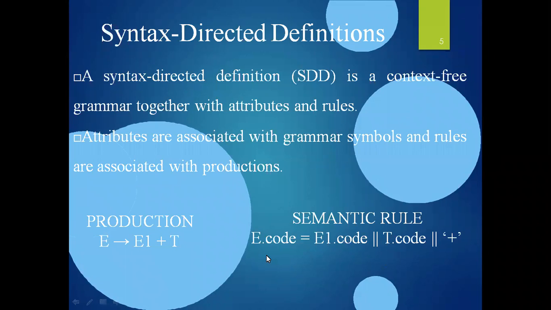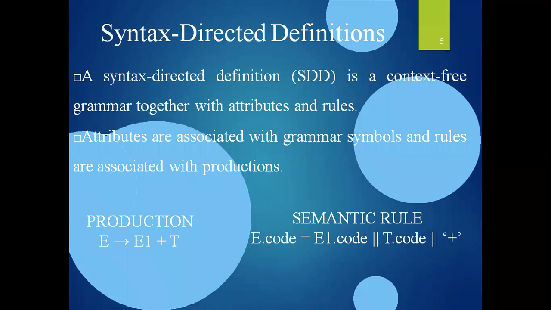The attribute can be a string. The attribute can be a value. The attribute can be a number. The attribute can be any type of data type. Either it may be a memory location, whatever it may be. I defined an attribute here. That means the values of the attributes are defined for each and every node in the production rule. Is it clear now? And this is nothing but a syntax-directed definition.